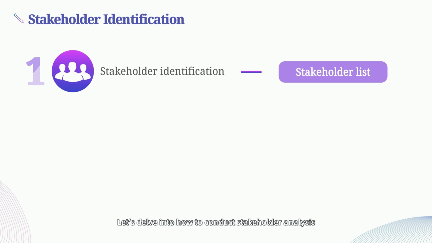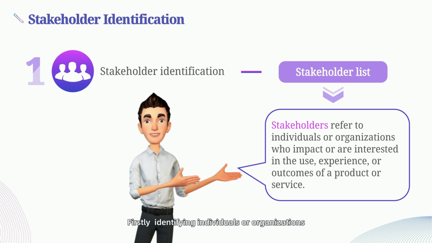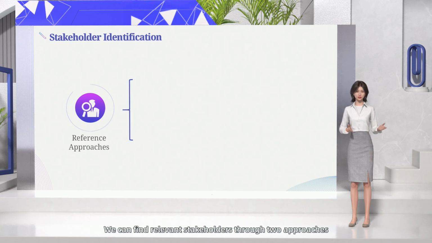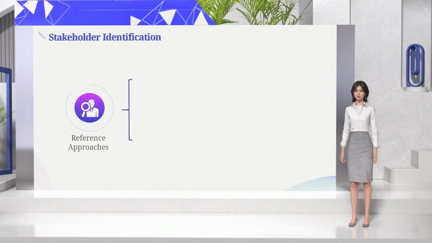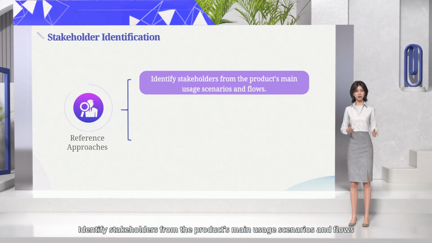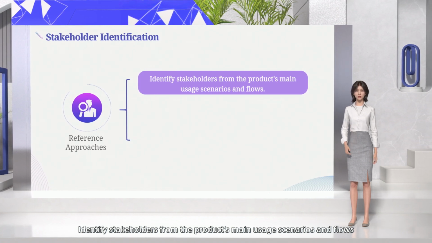Let's delve into how to conduct stakeholder analysis. Firstly, identifying individuals or organizations. We can find relevant stakeholders through two approaches. Identify stakeholders from the product's main usage scenarios and flows.